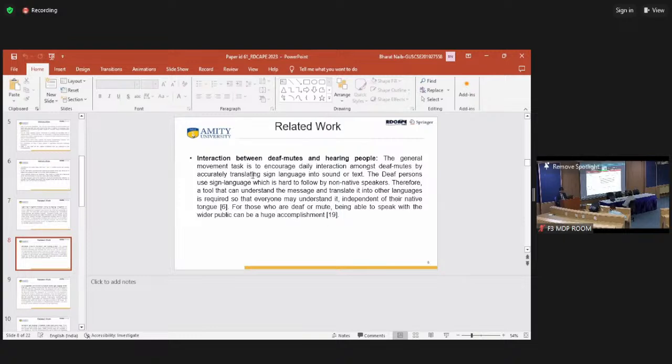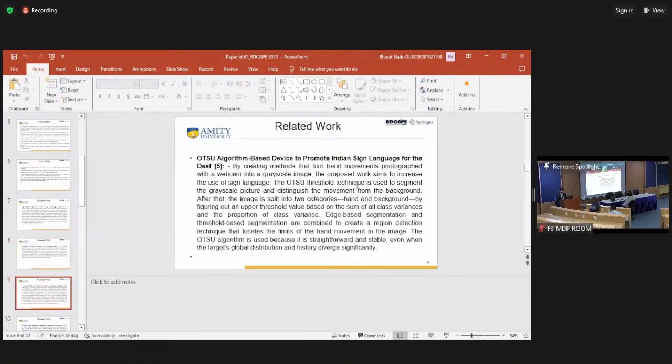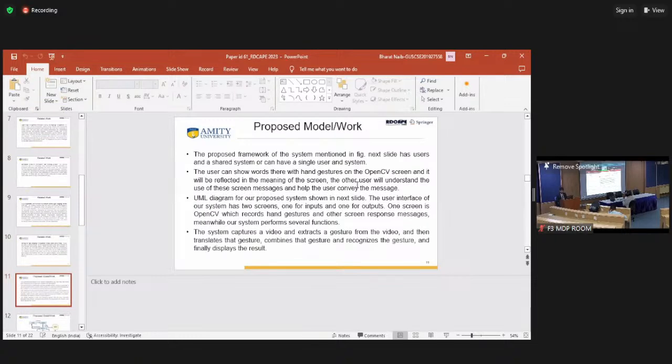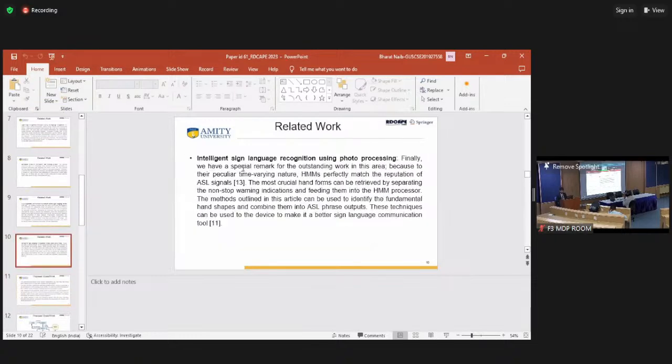Now this general movement task helps us in encouraging daily interaction among deaf mutes by accurately translating the sign language into sound or text, which can be easily conveyed. Okay. Then this is the OTSU algorithm based device which we have used to promote the Indian Sign Language for the deaf. Then we have also used intelligent sign language recognition using photo processing.